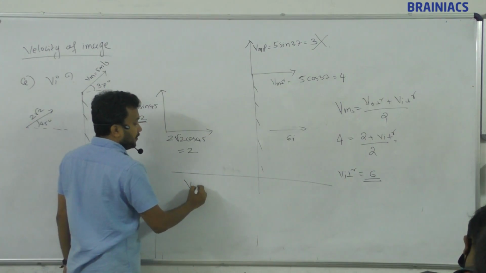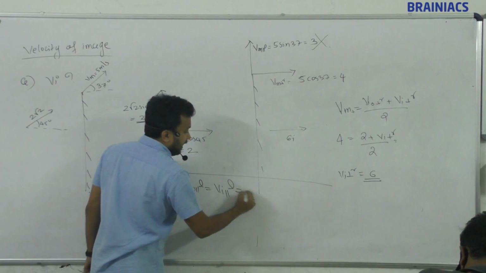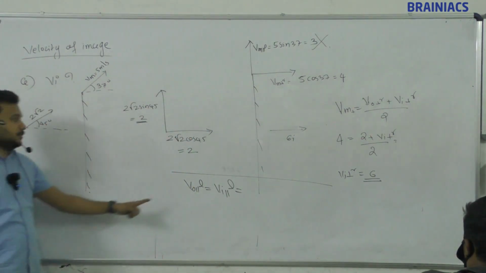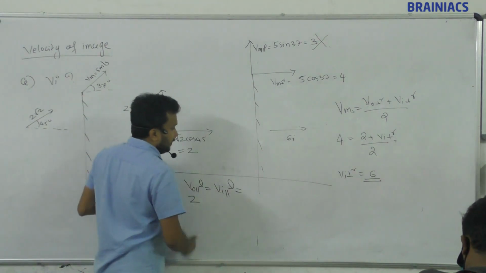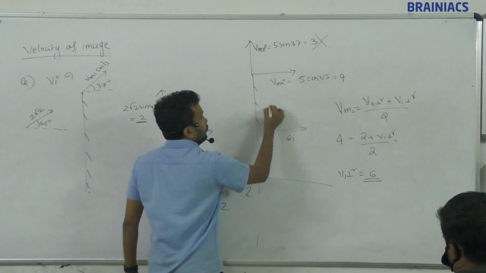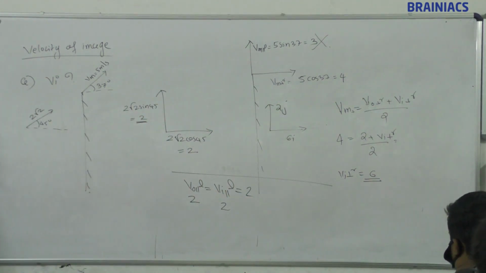Okay, next one: velocity of object parallel is equal to velocity of image parallel. That's all. No rule for mirror there. How much will be the parallel? 2. Image is how much? 2. So answer is 2. So this is moving 2. 2 means 2j. Answer is 2j.